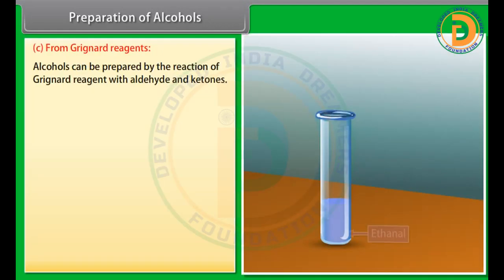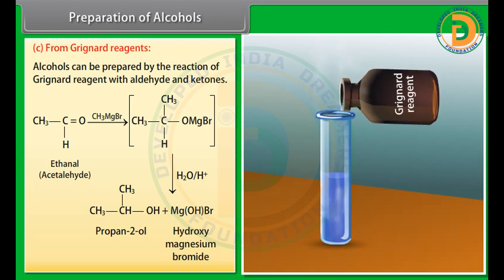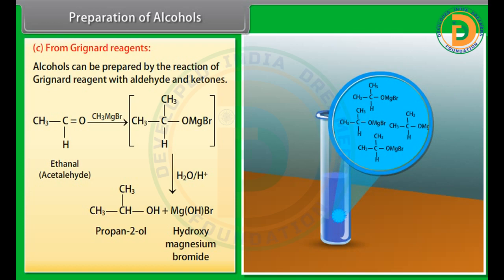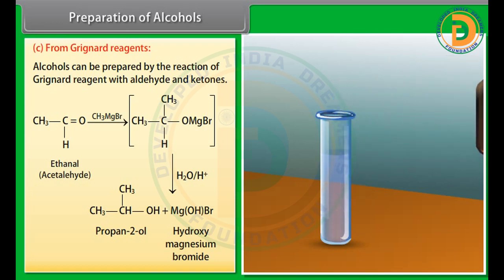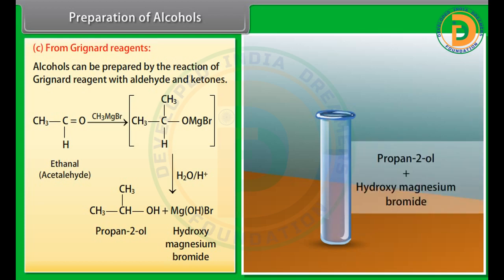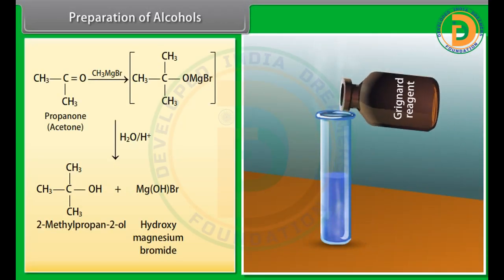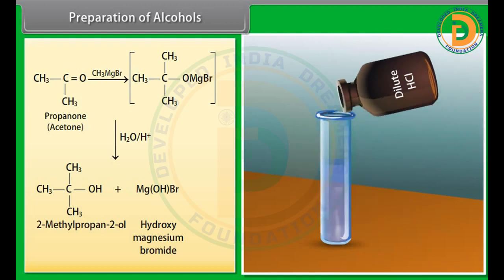Preparation of alcohols from Grignard reagents. Alcohols can be prepared by the reaction of Grignard reagent with aldehydes and ketones. Grignard reagent reacts with ethanal to form a product which decomposes with dilute HCl to give propan-2-ol and hydroxy magnesium bromide. Grignard reagent reacts with propanone to form a product which decomposes with dilute HCl to give 2-methyl propan-2-ol and hydroxy magnesium bromide.